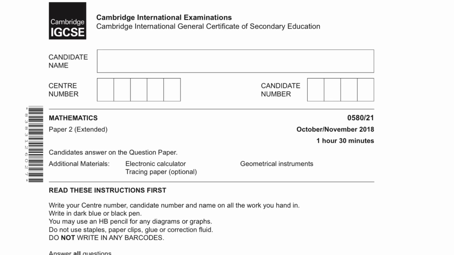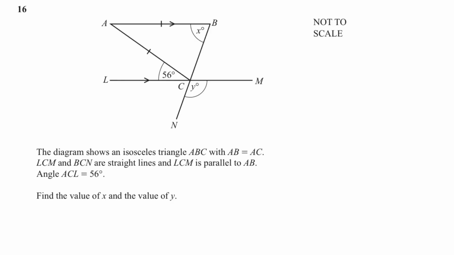In this video, we are going to solve Cambridge IGCSE Mathematics Paper 2 Extended, Variant 201, October-November 2018, question number 16 onwards. Question number 16. So this is an angle in parallel lines question.